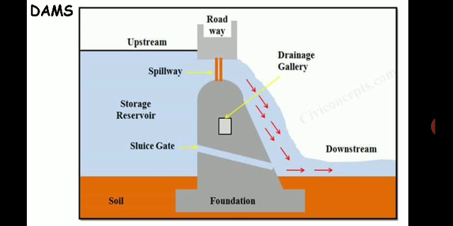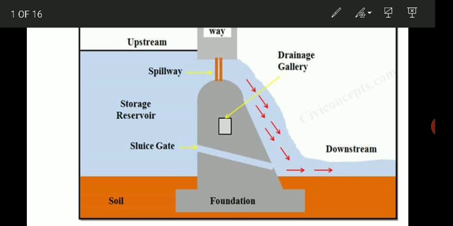So let us see the different parts of a dam. Here in the image you can see a dam. The first is the inspection gallery or drainage gallery, wherein you can go inside, and it is meant for inspection purposes. That is a gallery, which is an opening within the dam for observing its performance.